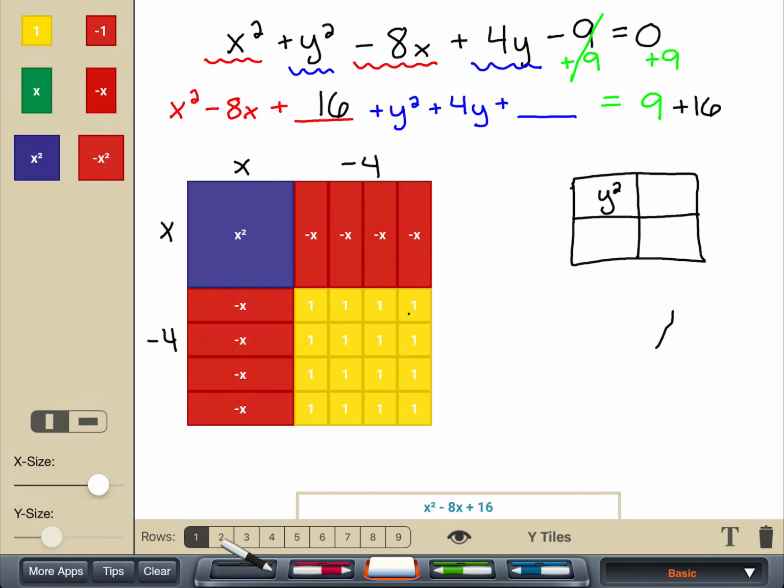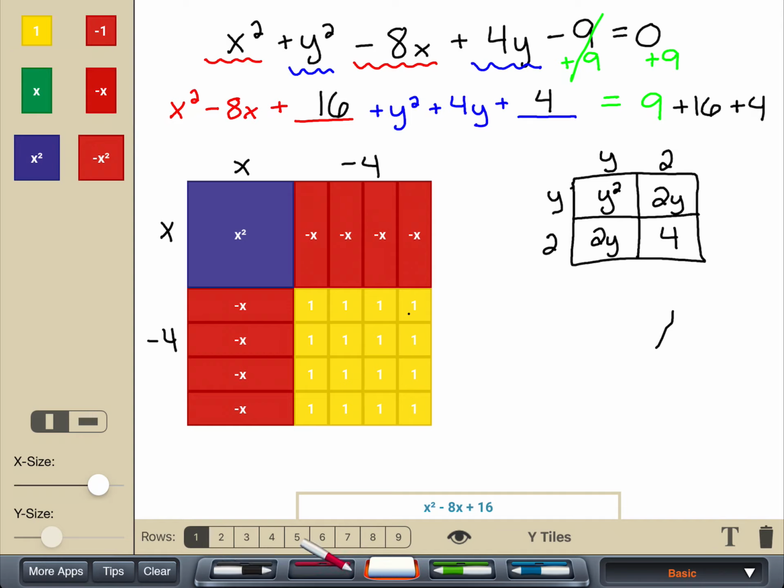So we have a y squared. We have to split up the 4, so 2y here and 2y here, which gives us a y, 2, and 2. And 2 times 2 is 4, so we're going to be adding 4 here. Whatever we do to one side, we have to do to the other side.